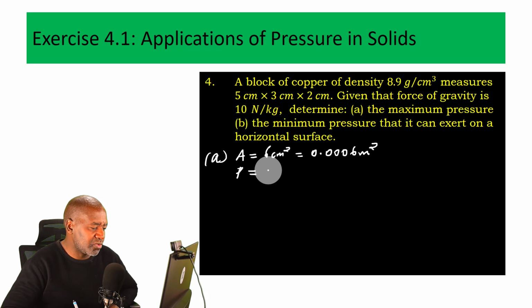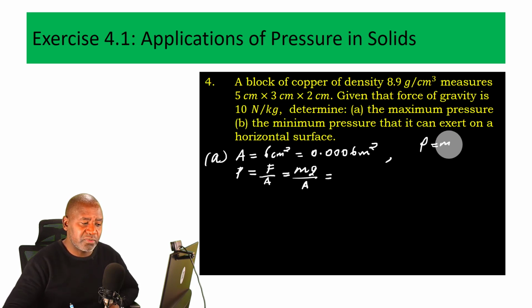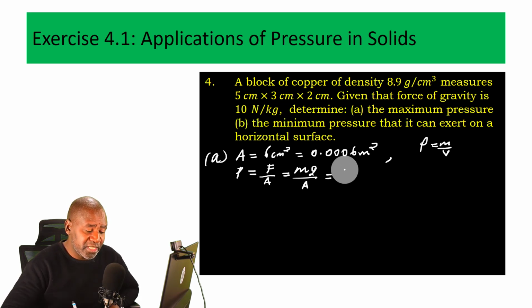Pressure max is equal to the force over area. We know the area, but do we know the force? Right now we don't, because the force is equal to the weight, and weight is mass times gravitational field strength, of course, divided by area. This is where something that you have learned before comes in: density is equal to mass over volume, implying that mass is density times volume, of course, times g, and I have the area there.